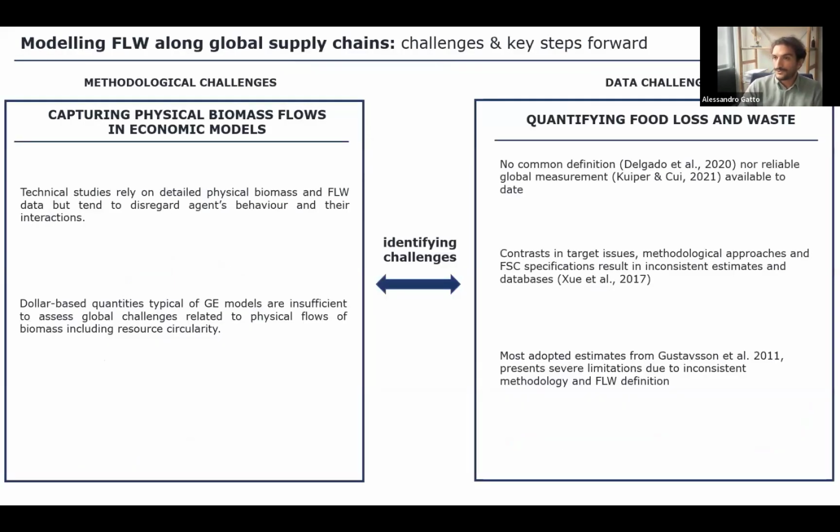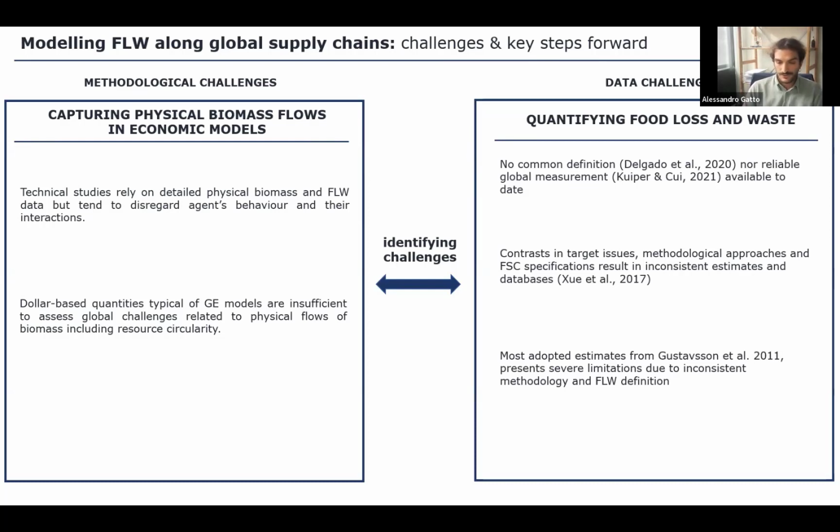So just to give you a context on the main challenges that we see in tracing food loss and waste: a prerequisite for tracing food loss and waste in a general equilibrium framework is that today's data on food loss and waste is mainly available in physical quantities. So to capture such flows of lost or discarded food over global supply chains, it is necessary to capture physical biomass flows in an economic framework.